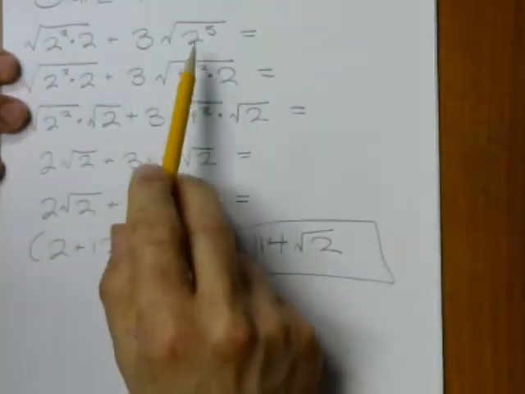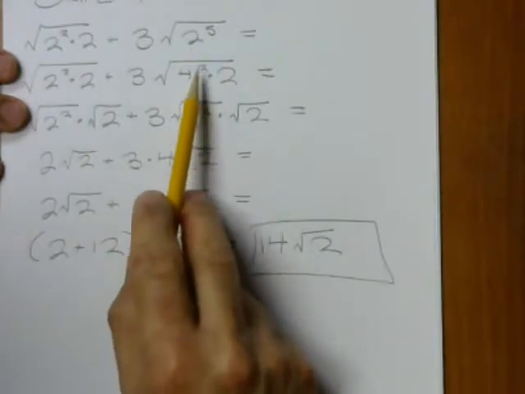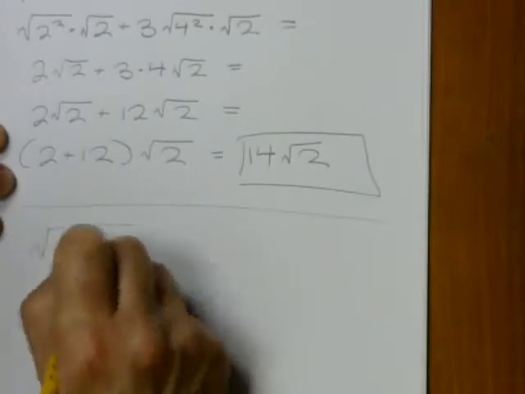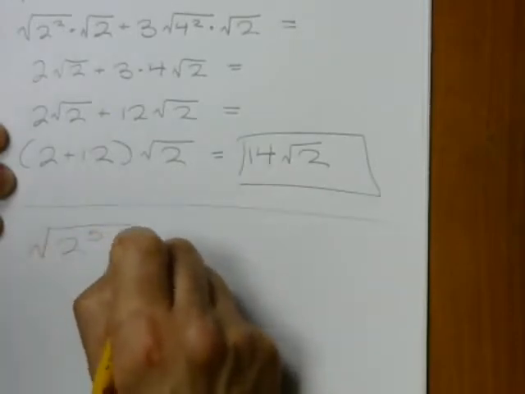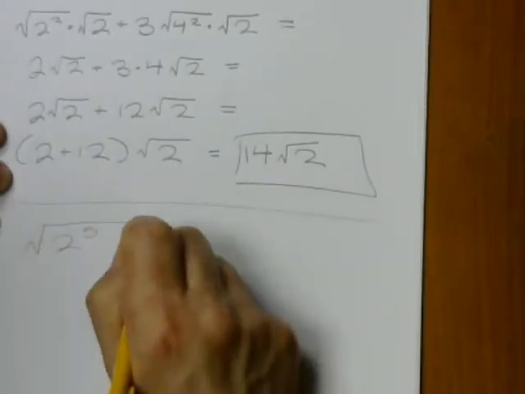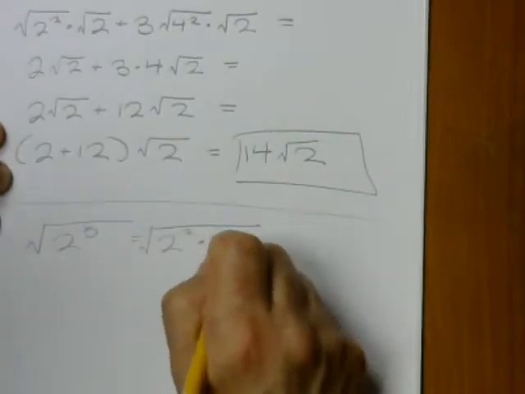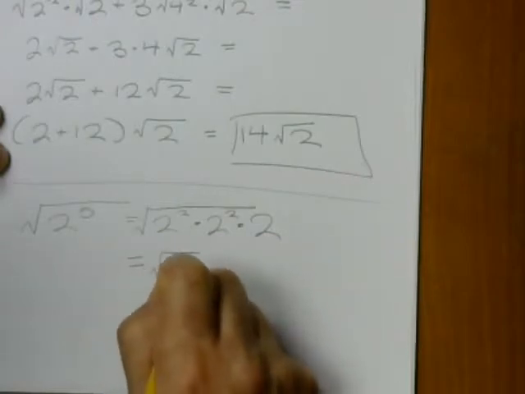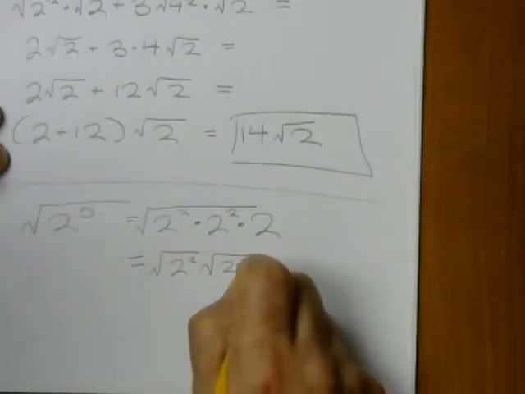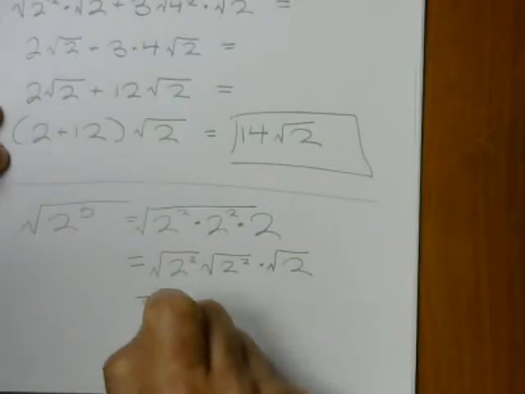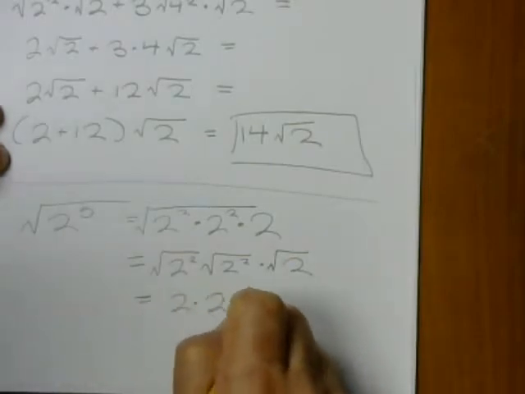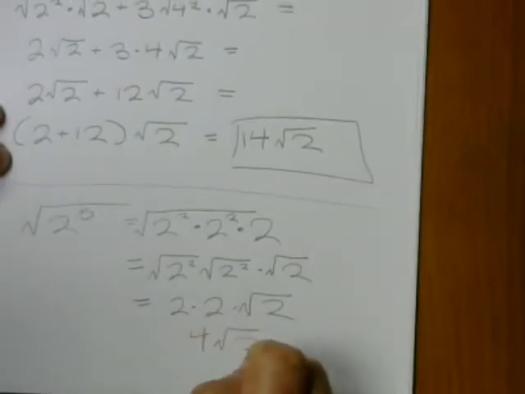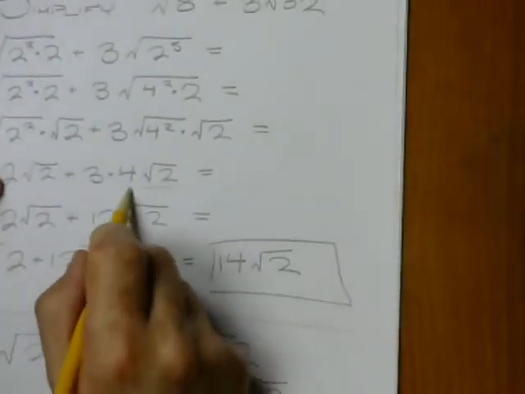Now, you might object to something I said before. I said 2 to the 5th wasn't the best way to write it. I wrote it as 4 squared times 2. Just to take that part, if I had written it like this, what would have happened? I would have gotten the exact same thing.